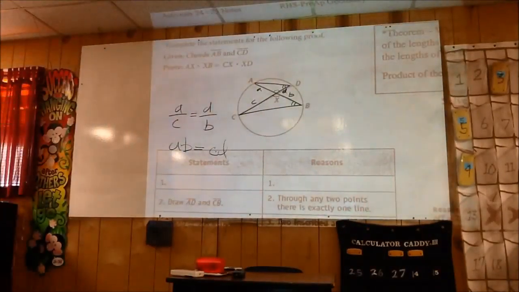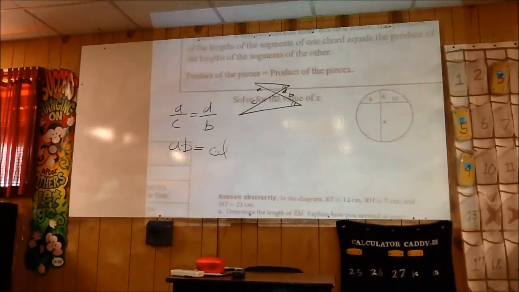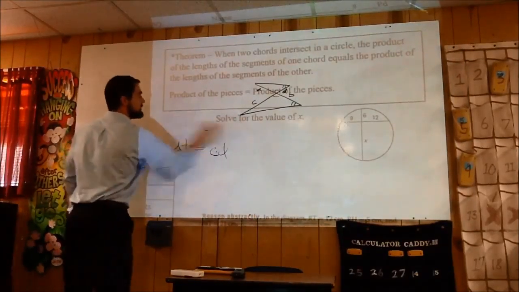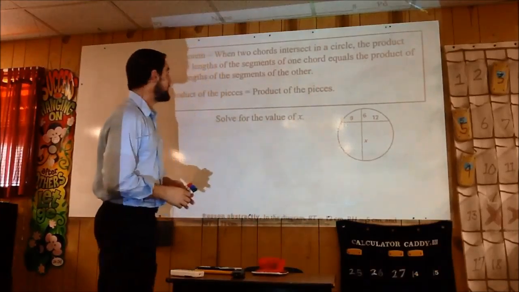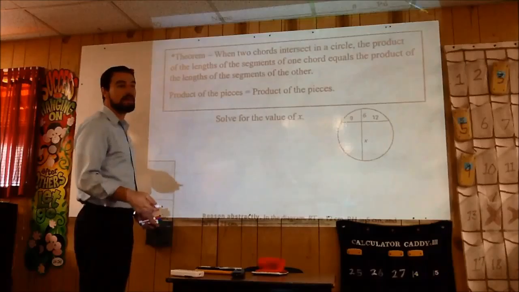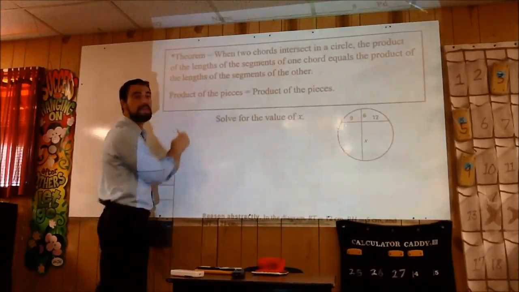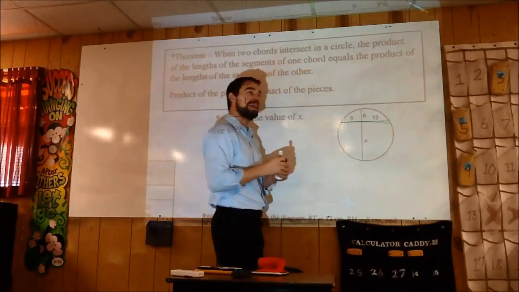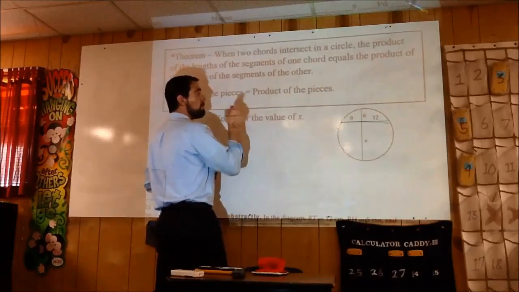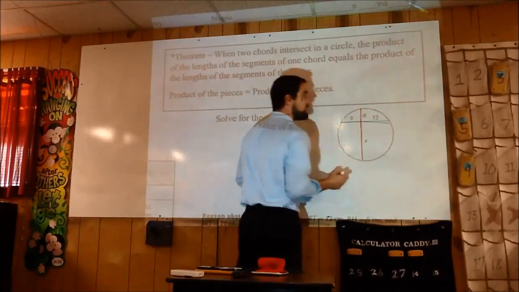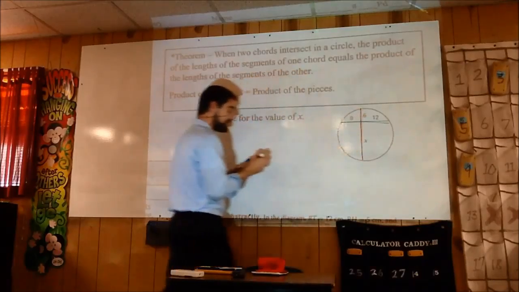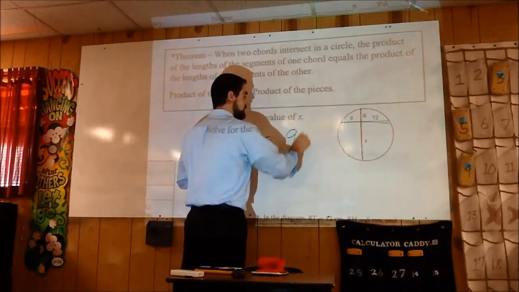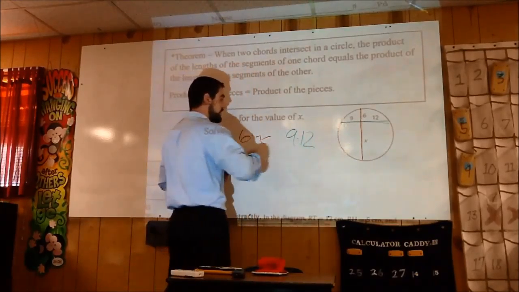Look at the very, very top right. This is our theorem that when two chords intersect in a circle, then the product of the lengths of the segments of one chord equals the product of the lengths of the segments of the other. This is Mr. Niven's version. Product of the pieces. I have one chord here broken up into two pieces, 9 and 12. Is equal to product of the pieces. I have another chord that intersects. It's broken into two pieces, 6 and X. So when I take the product of those pieces, they're going to equal one another.